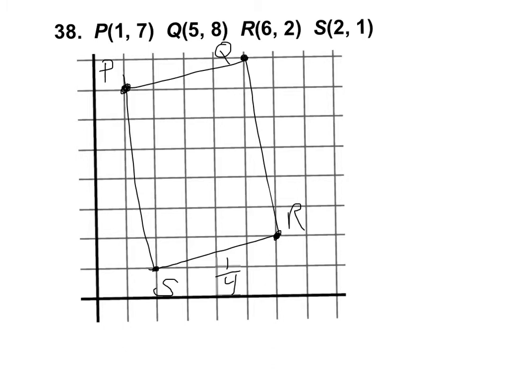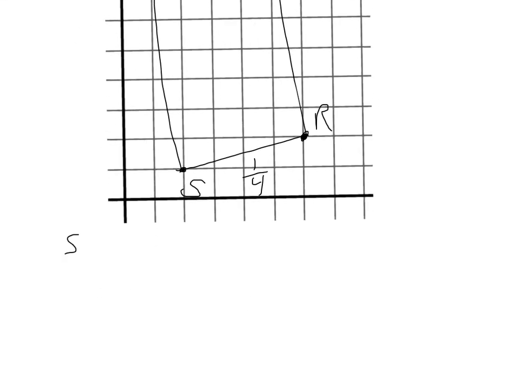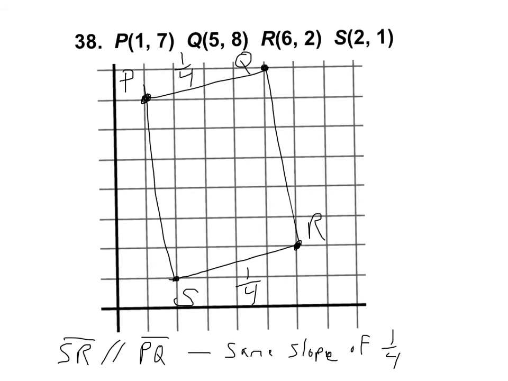Now I would bet that PQ has the same slope. Let's count that. Up 1 over 1, 2, 3, 4. Yep. So those sides are parallel. Maybe I'll write that down. SR is parallel to PQ because they have the same slope of 1/4. Okay, let's take a look at the other sides.